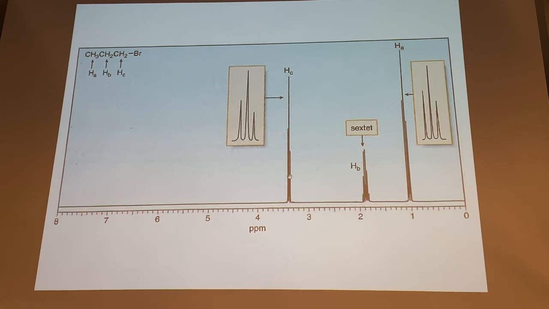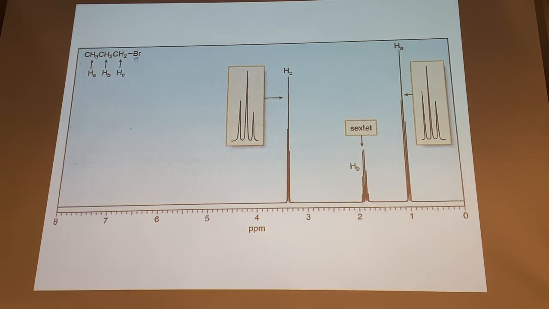Which is which again? The one at 3.4 is what? Alpha to the bromide, right? Because that's an electronegative atom, so it's shifted further downfield. And then this one up here is more what? Shielded, because it's just next to alkyl stuff. The heteroatom, the electronegative group, is quite remote from the terminal methyl. Terminal methyls are almost always down here around 1, okay?